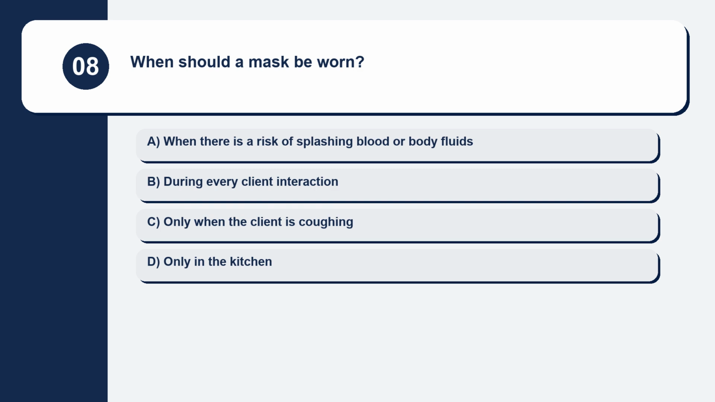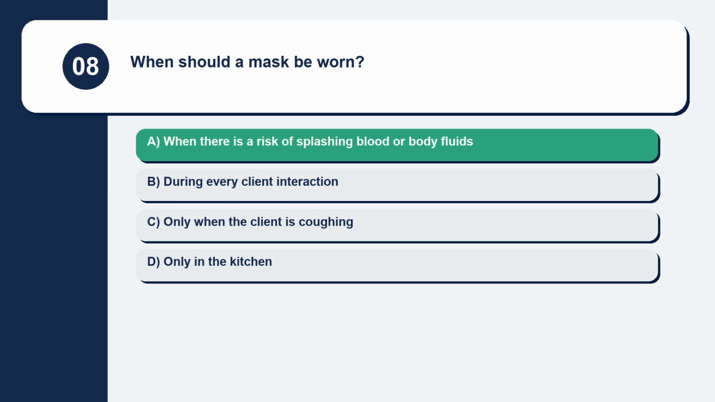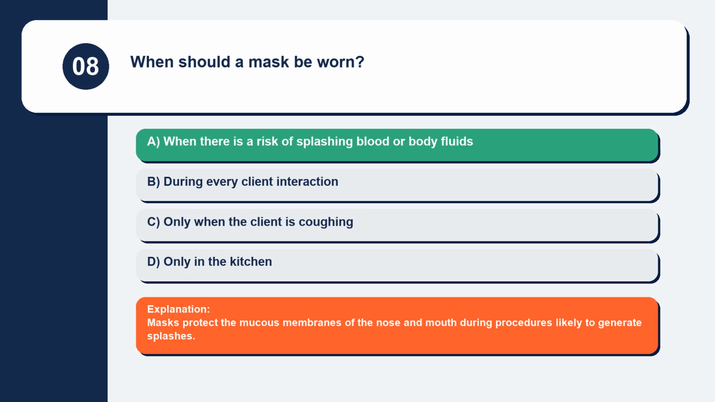Question 8. When should a mask be worn? When there is a risk of splashing blood or body fluids. During every client interaction. Only when the client is coughing. Only in the kitchen. Masks protect the mucous membranes of the nose and mouth during procedures likely to generate splashes.